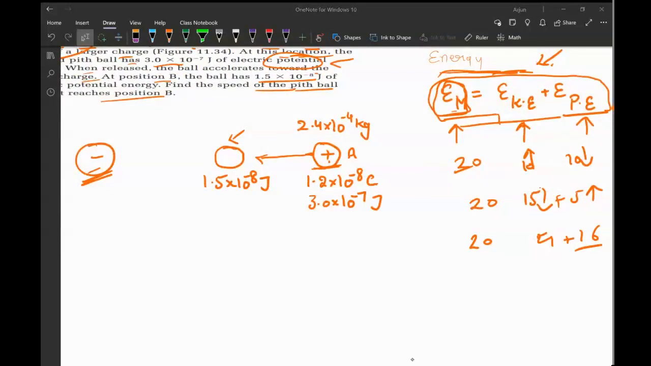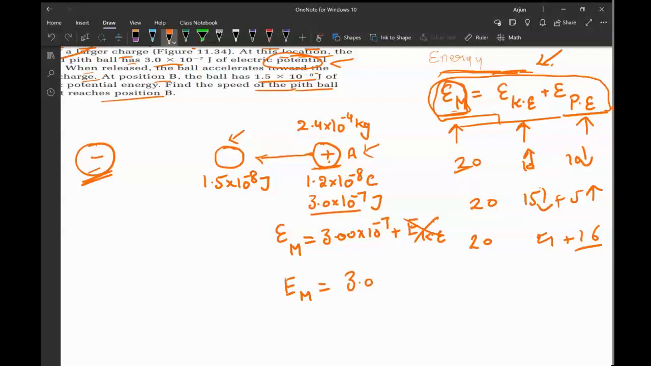Now, at location A, the mechanical energy will be equal to the potential energy, which is given to us, 3.00 times 10 to the negative 7 joules, plus kinetic energy. At this location, kinetic energy will be 0 because it is at rest. It is stagnant at point A. So the total mechanical energy value will be the same as the potential energy, 3.00 times 10 to the negative 7.